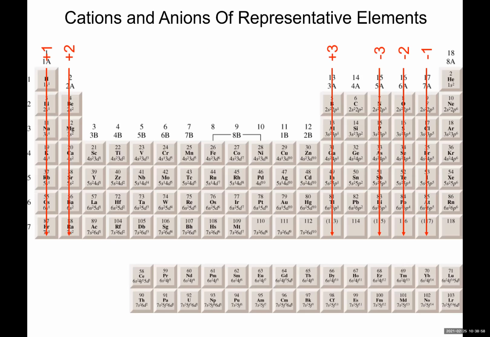You see, nonmetals make negatively charged ions. They make anions. Metals make cations by losing electrons.